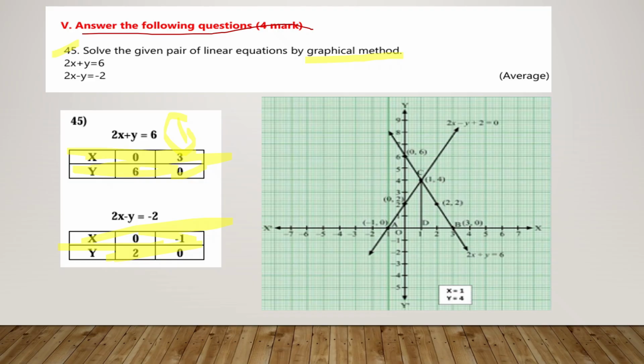Second step, you have to draw the graph. In the graph you have to plot. You already know this is the x-axis and the y-axis. So both are positive here. Here x dash and y dash, so these both are negative.